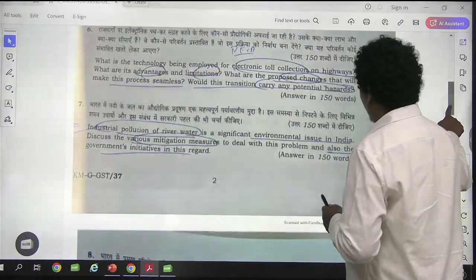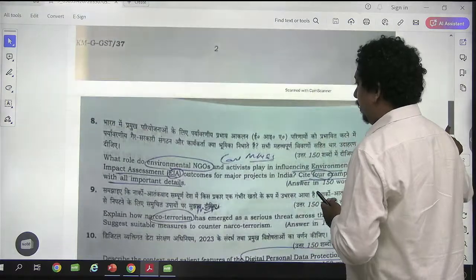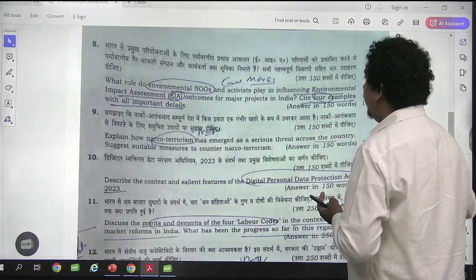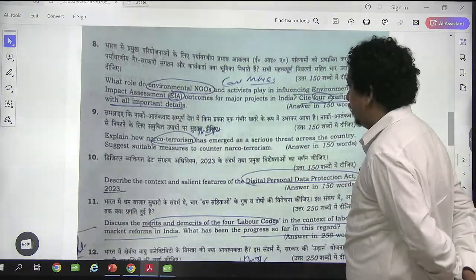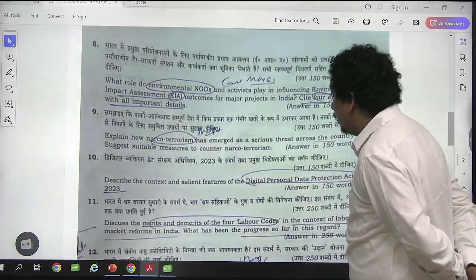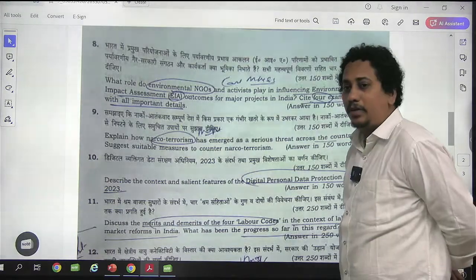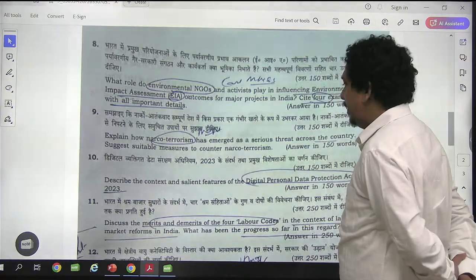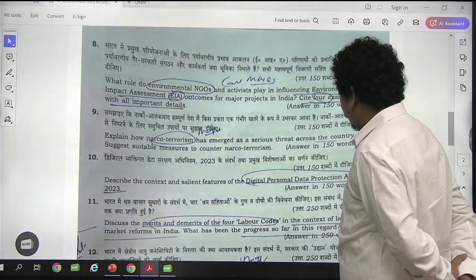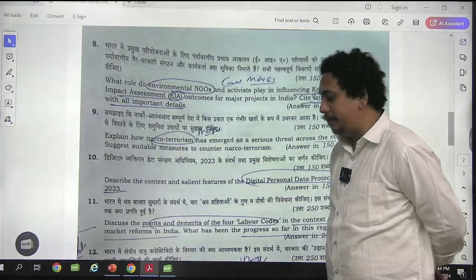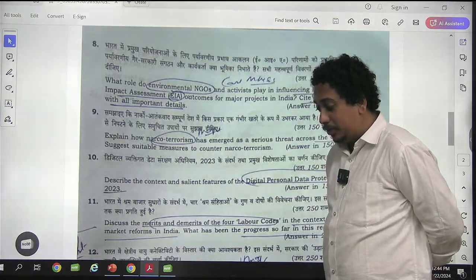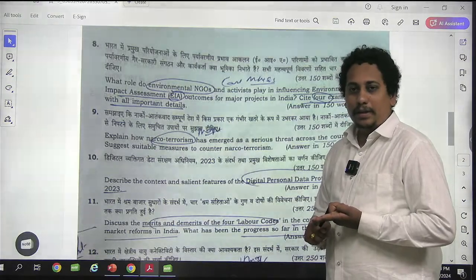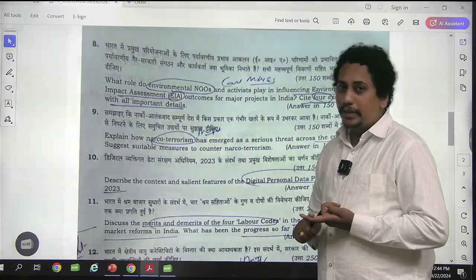Industrial pollution, okay, it is related to your environmental topics. What role do environmental NGOs play? This is also environment. Narco-terrorism is something related to your internal security aspect. It has been in the news again and again. When we speak about narco-terrorism, terrorism will always be a very important topic, be it in internal security or in international relations.